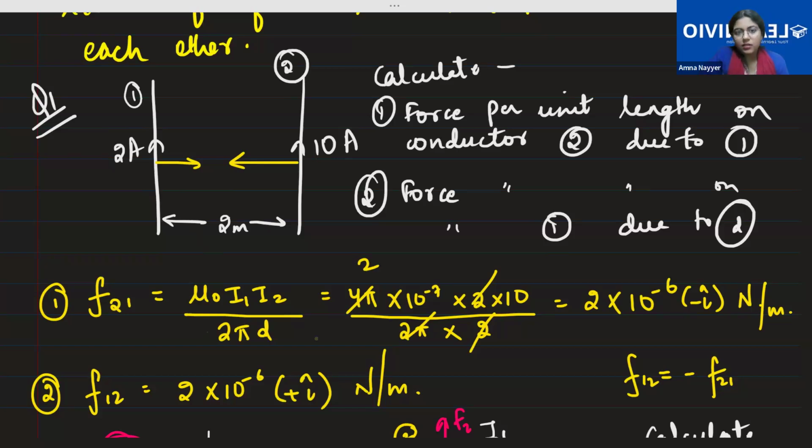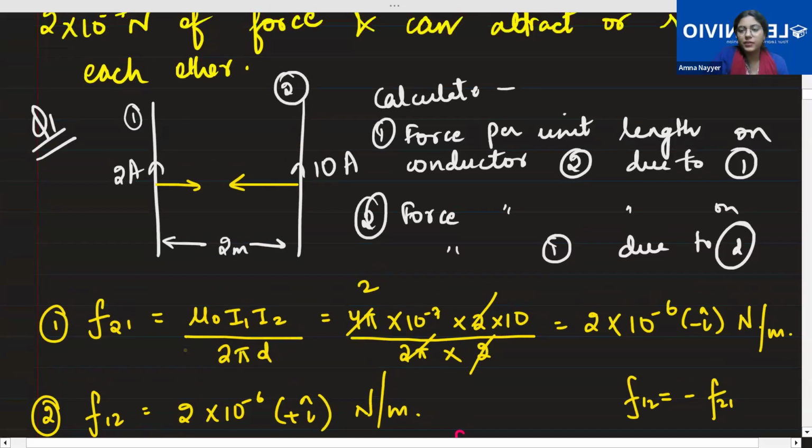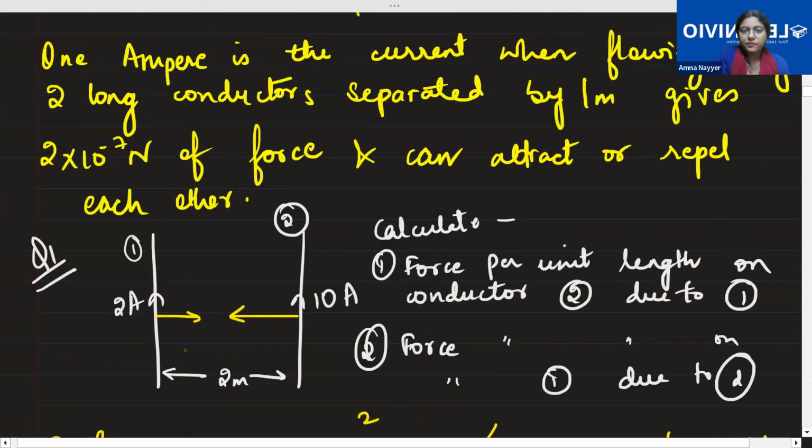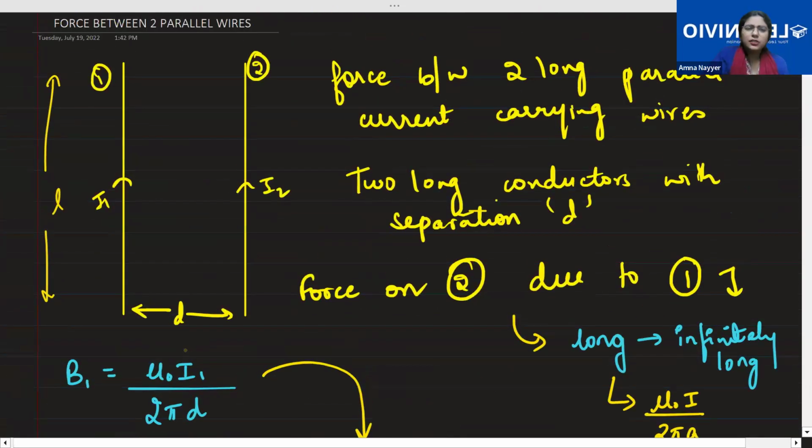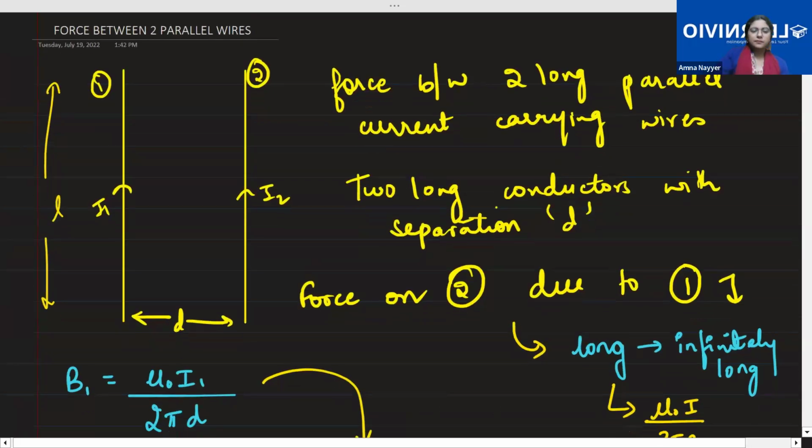But the directions are different. Both of them are moving towards each other because they will be attracting each other. So the first wire will move towards the second. For the second one, you are going to put the direction as minus i cap, and for the first one, plus i cap. That's the difference. This also comes in the exam. Take the screenshots and just note down the numerical.